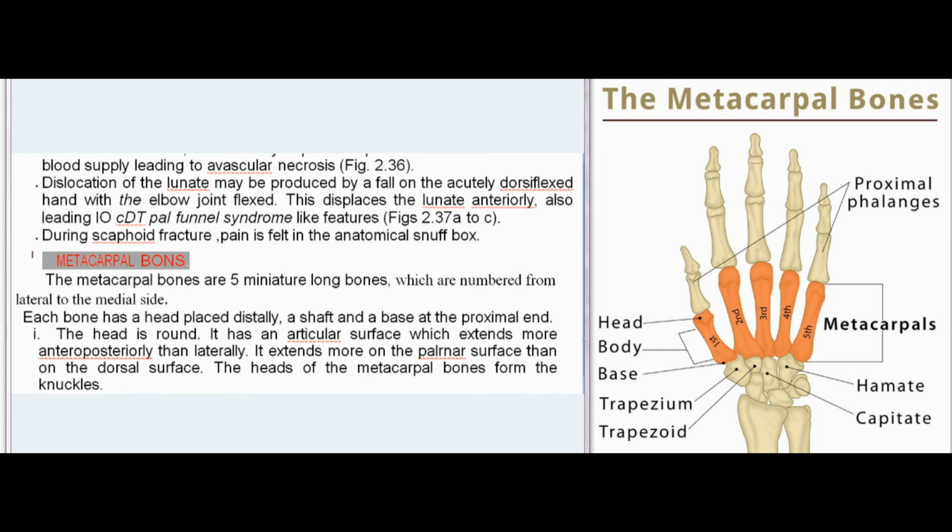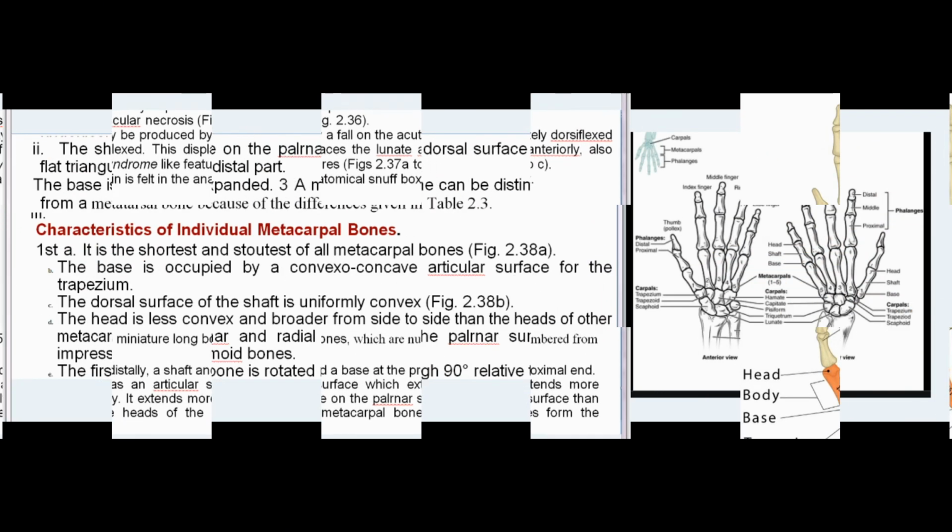Metacarpal bones. The metacarpal bones are 5 miniature long bones, which are numbered from the lateral to the medial side. Each bone has a head placed distally, a shaft, and a base at the proximal end. The head is round. It has an articular surface which extends more anteroposteriorly than laterally. It extends more on the palmar surface than on the dorsal surface. The heads of the metacarpal bones form the knuckles.